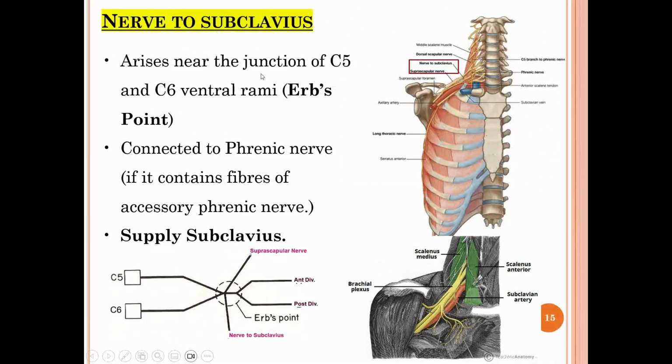Then the nerve to subclavius arises near the junction of C5 and C6 ventral rami. That point is known as Erb's point. You can see here it is the meeting point of 6 nerves. So Erb's point has 6 nerves: ventral rami of C5, ventral rami of C6, suprascapular nerve, nerve to subclavius, and the anterior and posterior divisions of the upper trunk. It is connected to the phrenic nerve if it contains fibers of the accessory phrenic nerve, and the nerve to subclavius supplies the subclavius muscle of the pectoral region.